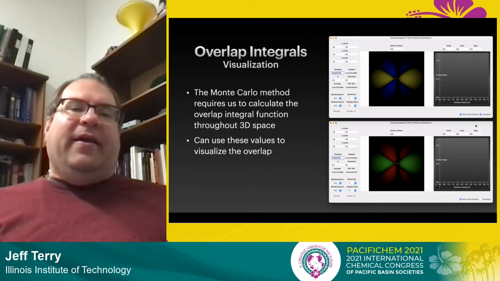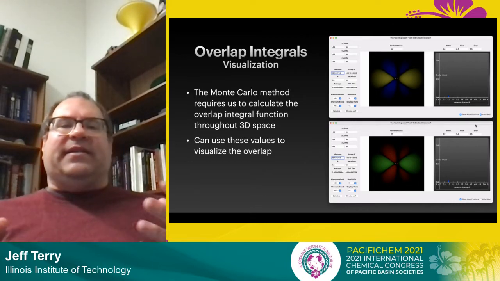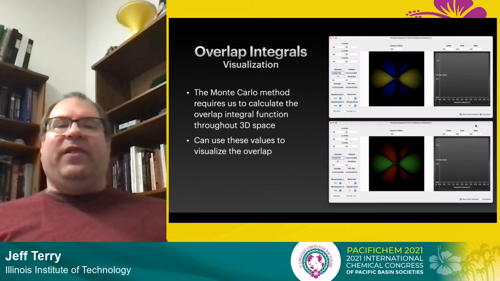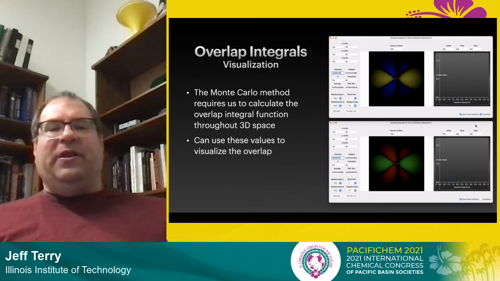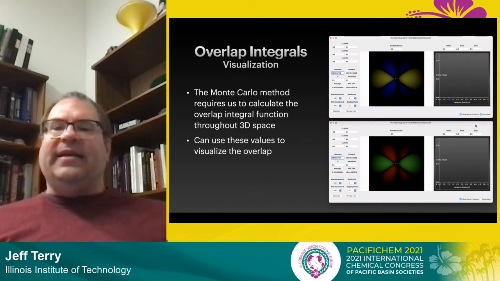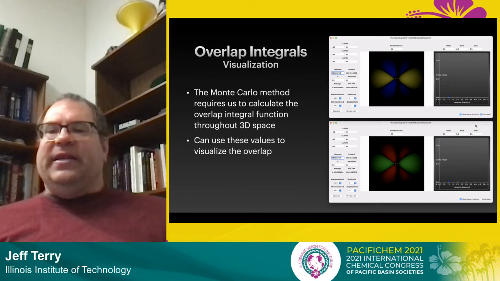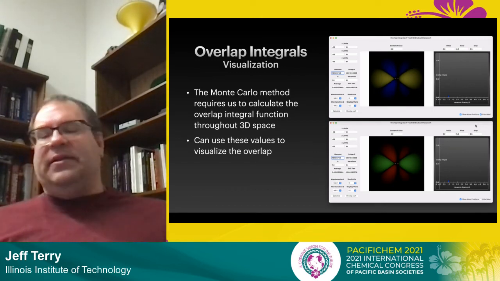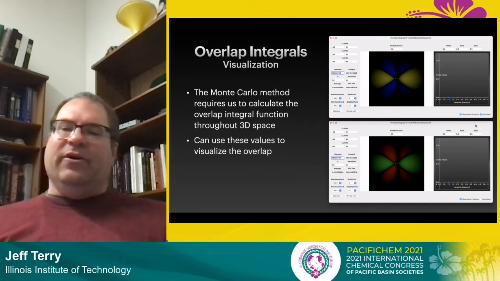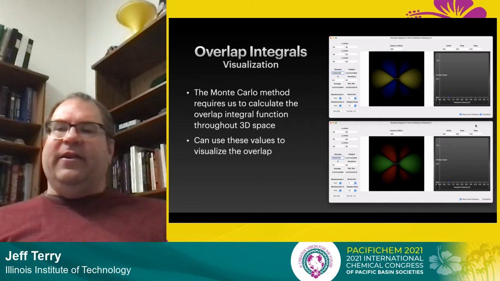So the Monte Carlo method requires us to calculate the value of the overlap integral function throughout 3-dimensional space. And we can use these values to visualize the overlap by taking slices in the 3D space. And we're plotting a 2-dimensional slice through the 3D space that we're looking at on the left. And on the right, we're plotting the value of the overlap integral.